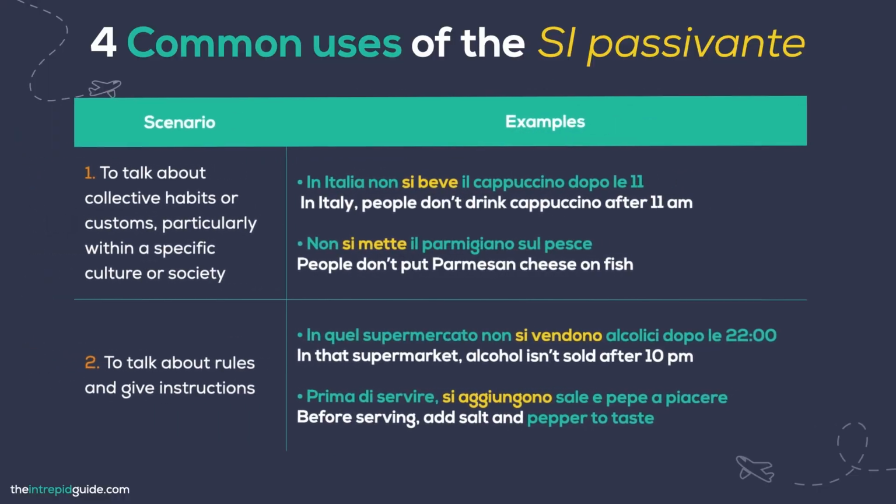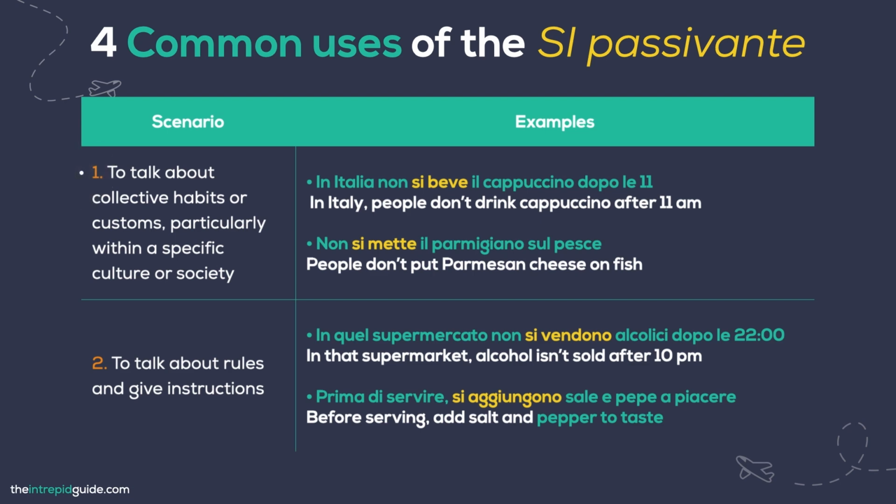Let's take a look at 4 common uses of the Si Passivante. Take a look. The first one is, it is used to talk about collective habits or customs, particularly within a specific culture or society. For example, In Italia non si beve il cappuccino dopo le 11. In Italy, people don't drink cappuccino after 11 a.m. Non si mette il parmigiano sul pesce. People don't put Parmesan cheese on fish.